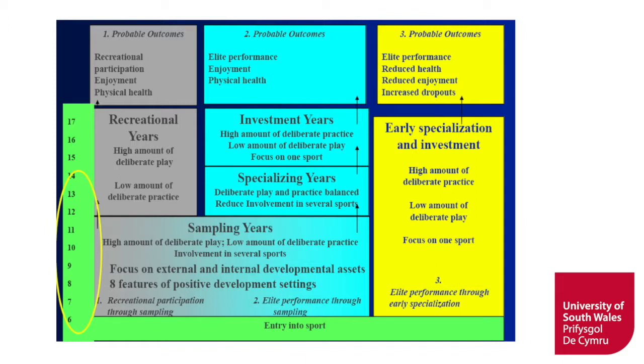But then you've also got the yellow side in terms of those early specialisation sports that we've looked at in previous weeks. So there's two pathways in terms of that model, from sampling to specialising to investment to then obviously those probable outcomes of elite performance. And obviously then the opposite side here on the right is early specialisation, so you have less of a sampling period, and obviously then elite performance in those early specialisation sports.